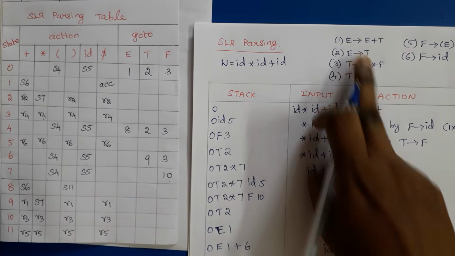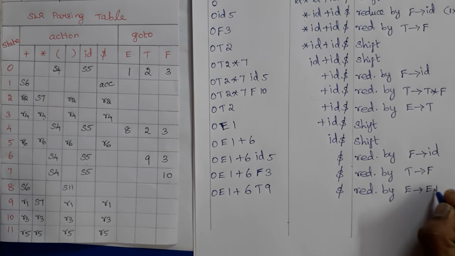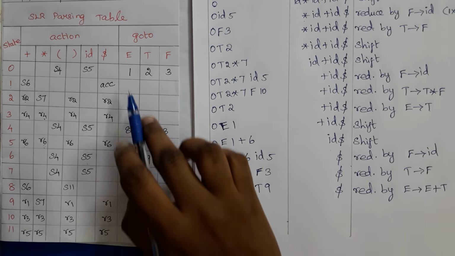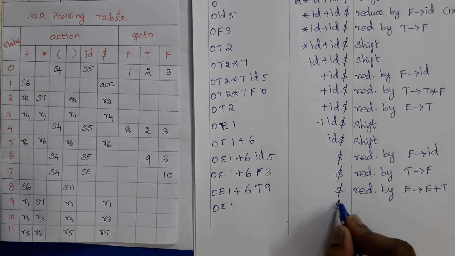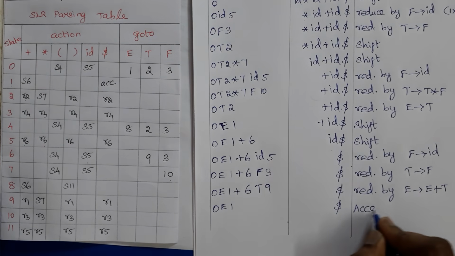Production number 1 is E tends to E plus T. Now length of the right hand side is 3. So we need to pop 6 symbols. 1, 2, 3, 4, 5, 6. So now push E as well as 0 and E. 0 and E is 1. Now 1 and dollar. 1 and dollar is accept. So the action is accept.